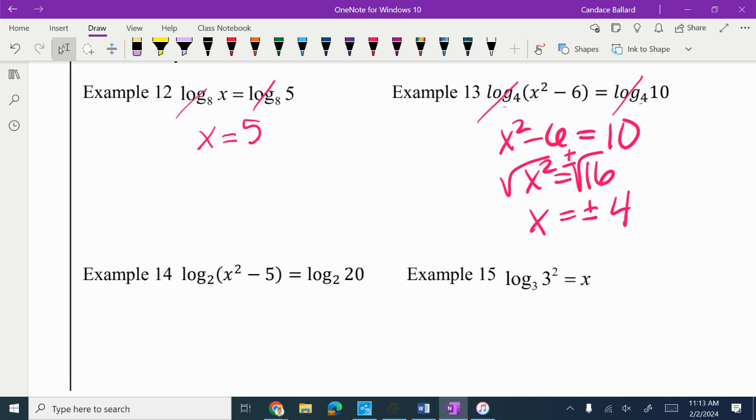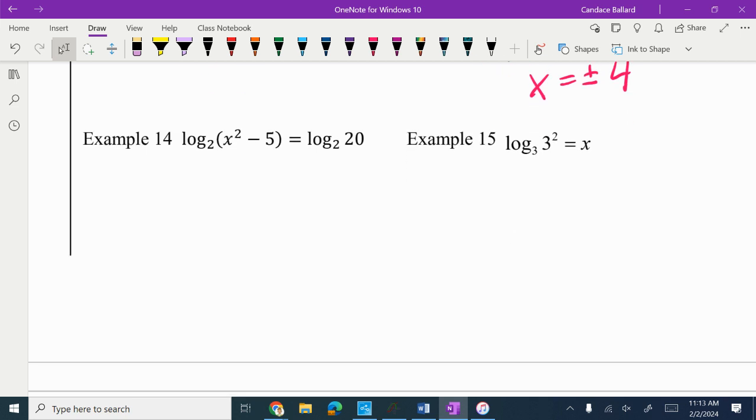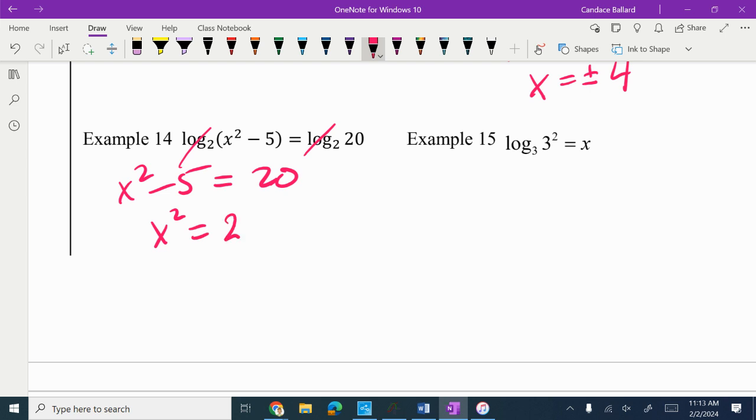Okay, check it with somebody at your table real quick. Do I have a single log with the same base on each side? What do we say happens? Cancels. All right, so x squared minus 5 equals 20. Now what? Add 5. What's 20 plus 5? 25. How do I undo square? What has to go in front? So x equals plus or minus 5.